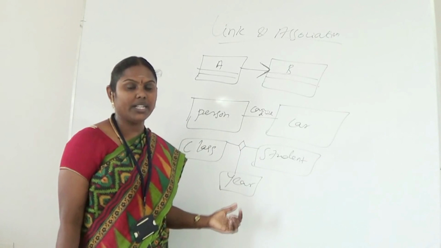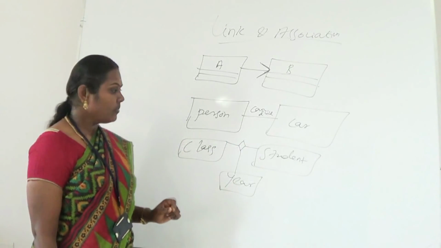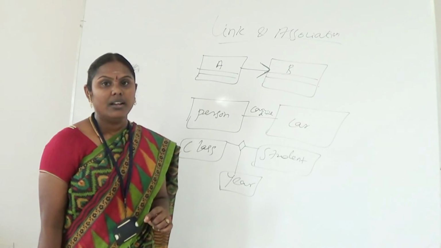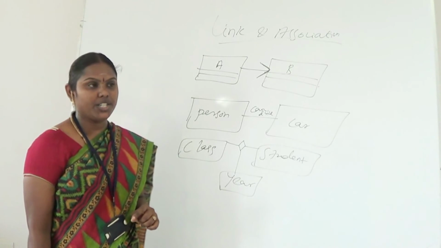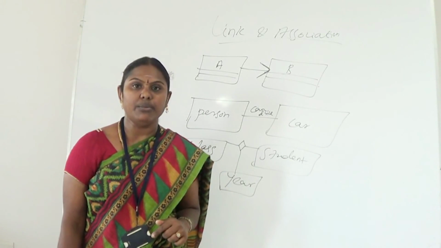Here you have to specify if it connects more than 3 classes, that is, 3 or more than 3 classes. This is a representation of a ternary association or ternary relationship. So in association, cardinality is one of the main issues.